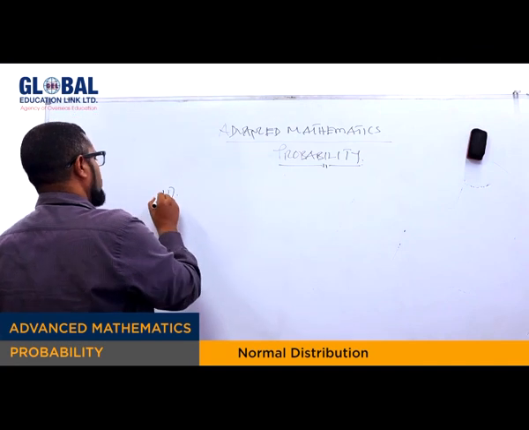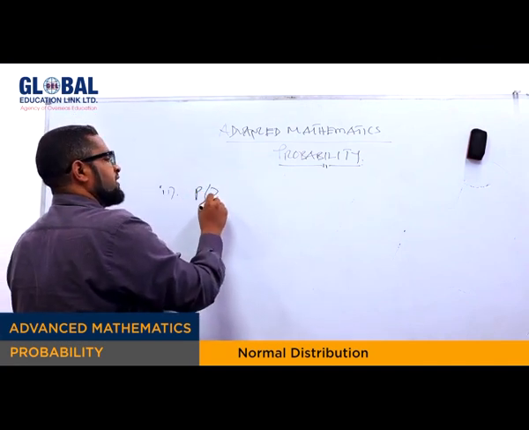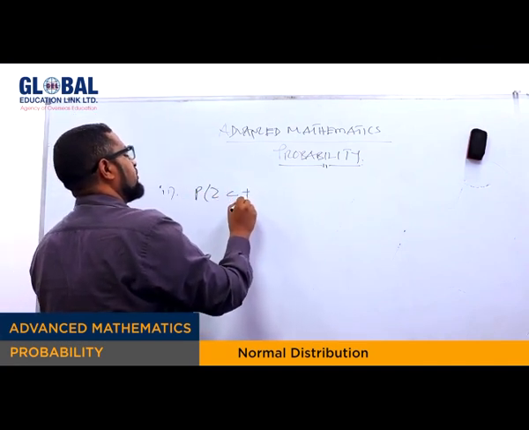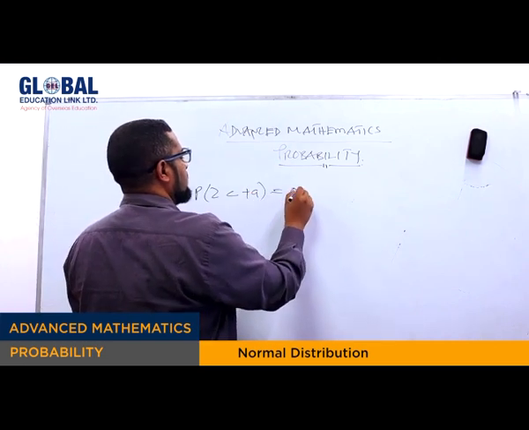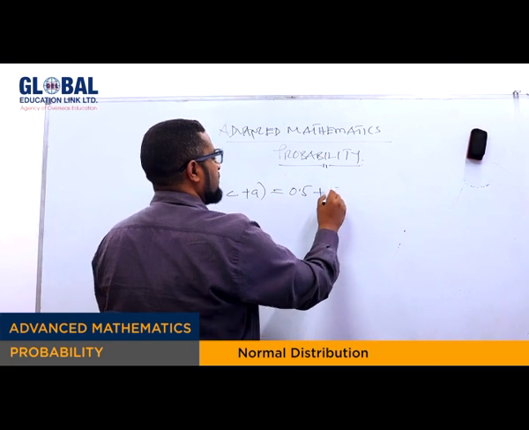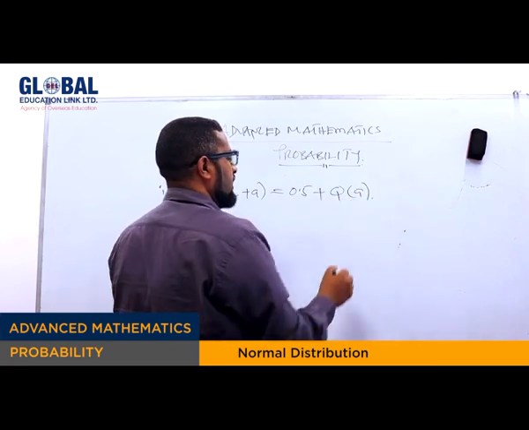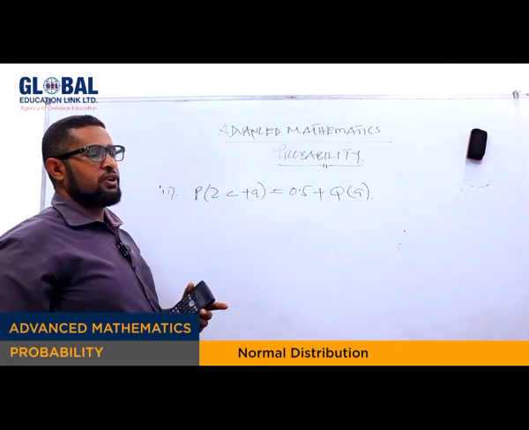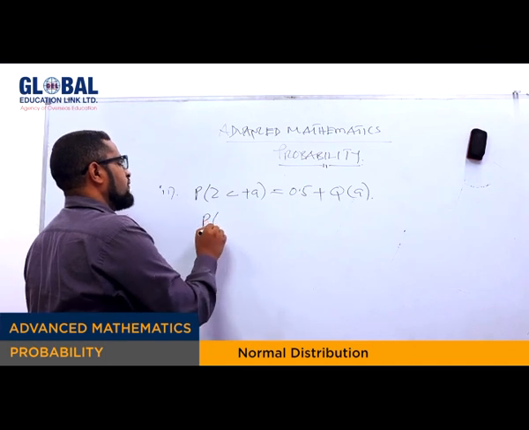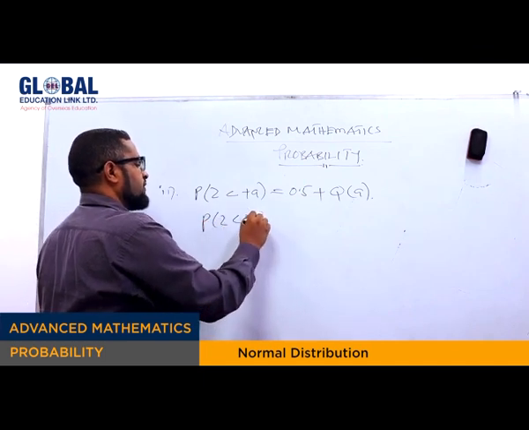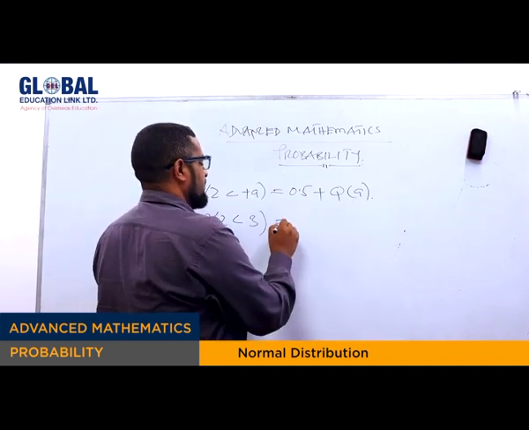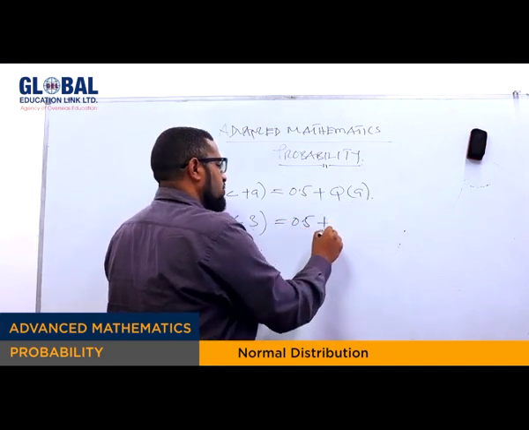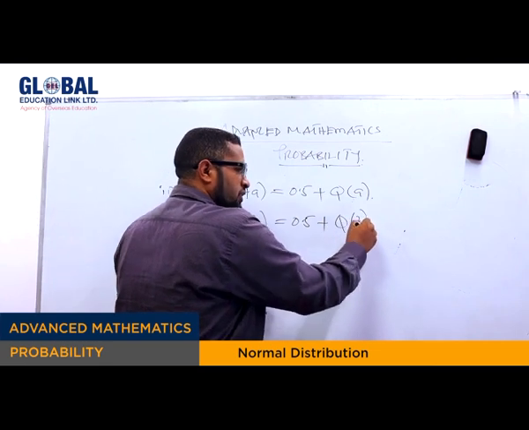Number 2, if you are given a probability of z less than positive a, this is just the same as taking 0.5 plus q of a. These are just general. For instance, finding probability of z less than 3. 3 is just a positive number. So how do I find that one? The same as taking 0.5 plus q of 3.